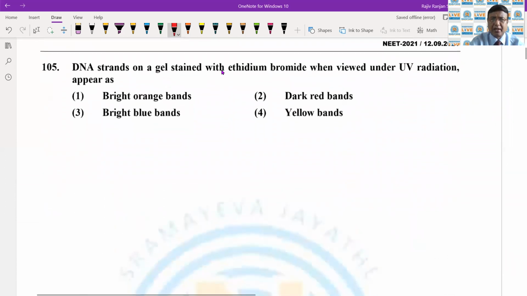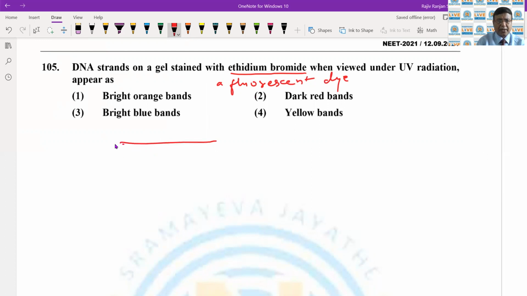DNA strands on a gel stained with ethidium bromide, when viewed under ultraviolet radiation, appear as 1. Bright orange bands, 2. Dark red bands, 3. Bright blue bands, and 4. Yellow bands. So ethidium bromide is basically a fluorescent dye. And when gel electrophoresis takes place, it is the agarose gel.